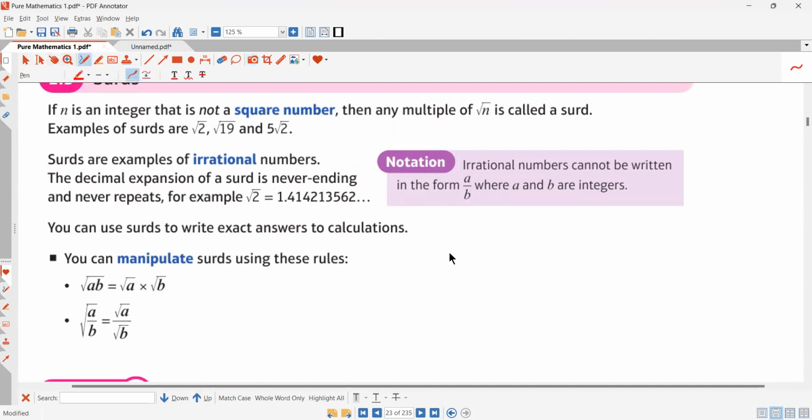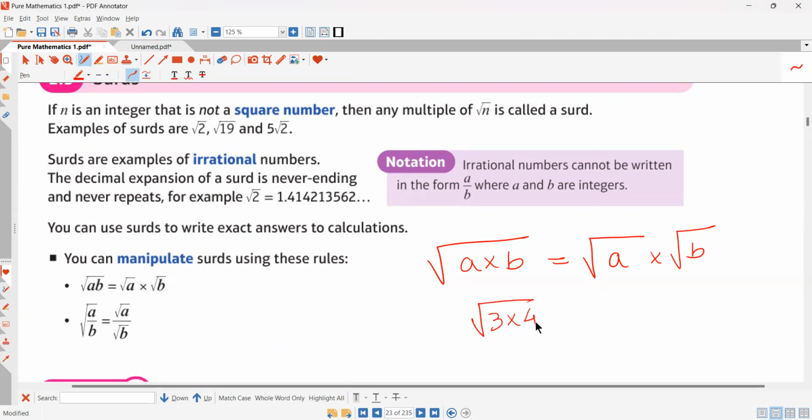Okay, so look over here. If A multiplied by B, inside the root, is actually equivalent to root of A multiplied by root of B. If I show you this in terms of an example, if somebody gives you 3 into 4 inside the root, you can also write it in the form of root 3 multiplied by root 4 separately. Clear? Rule number 1. All these rules are taught in the O-level chapter. In the O-level videos, there is a video on this. You guys can watch that.